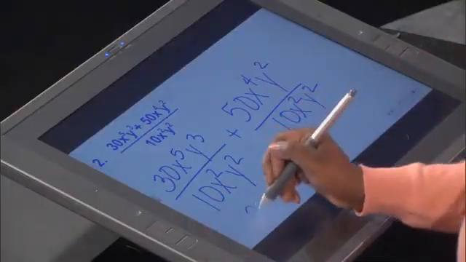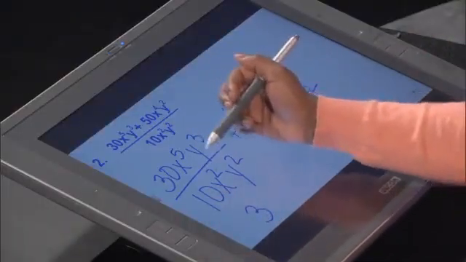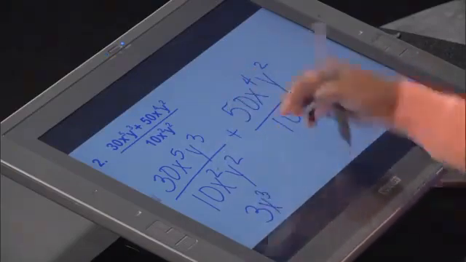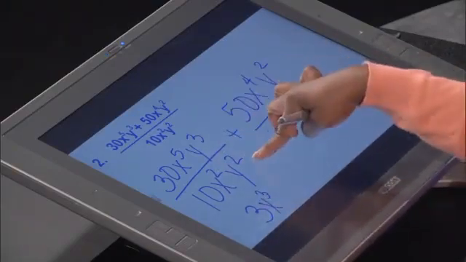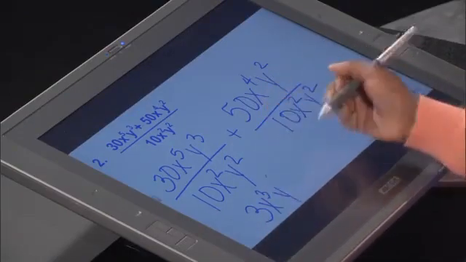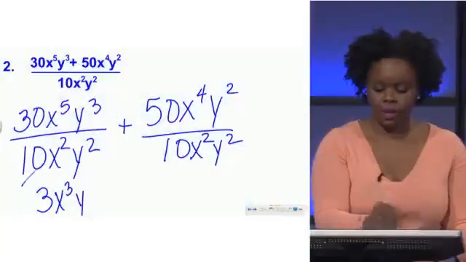All right, now let's just break it down. 30 divided by 10 is 3. Subtract my exponents with my x's, and I'd get x to the 3rd. Subtract my exponents with my y's, and I'd get y to the 1st, which remember we don't generally write. So I've handled that.